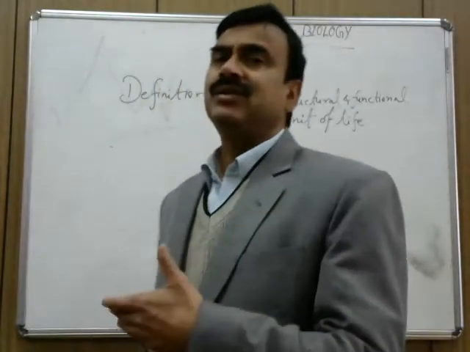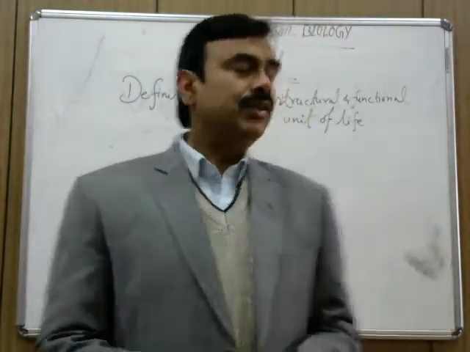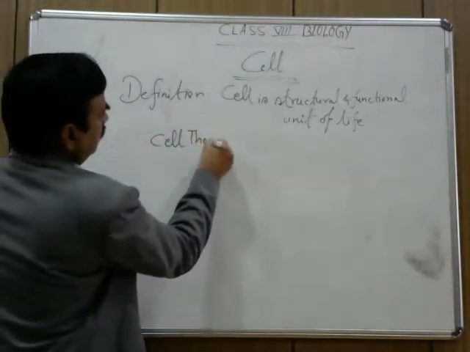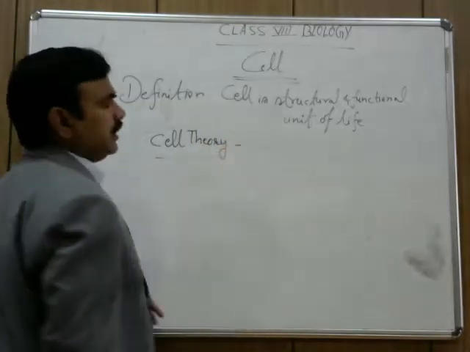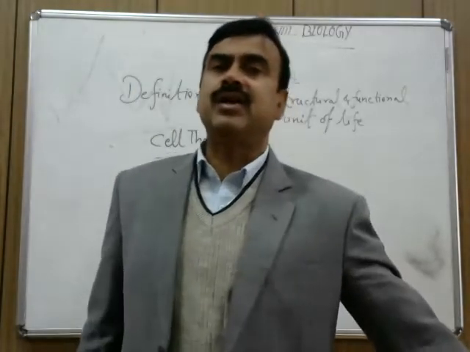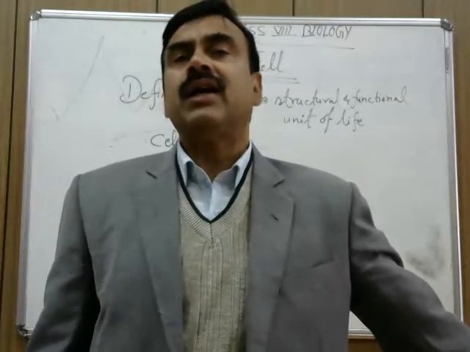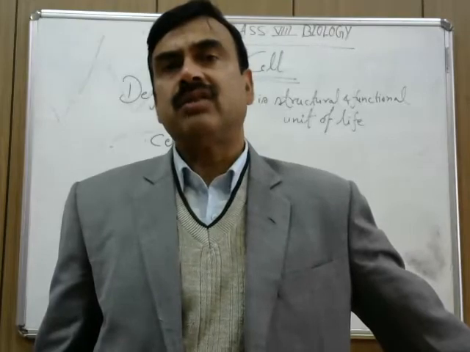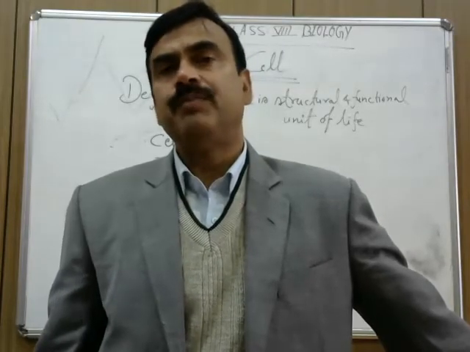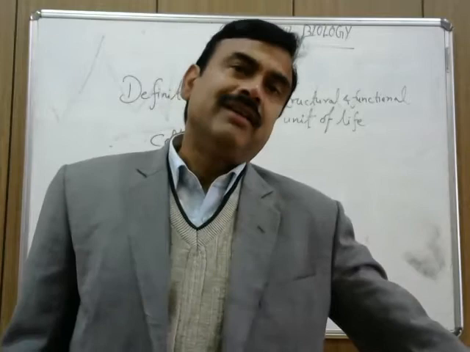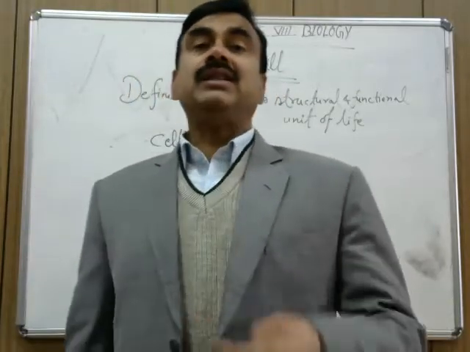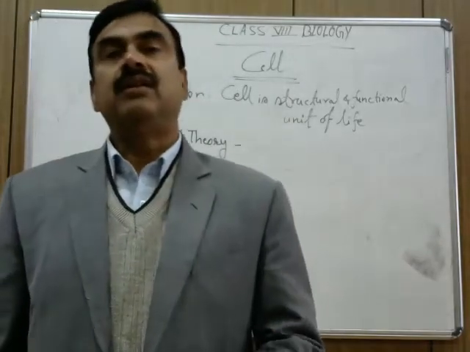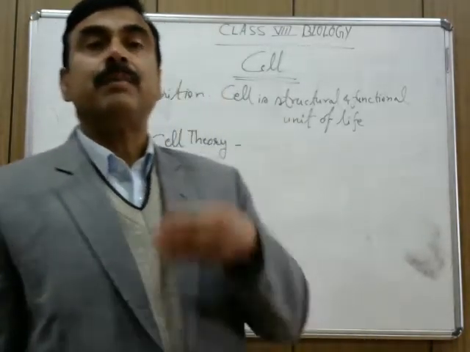Before that, cell theory. Cell theory was given by the scientists Schleiden and Schwann. In cell theory, there are two postulates, the thoughts of the scientists regarding the cell theory. The scientists explain that all cells arise from old ones. All cells arise from pre-existing cells.